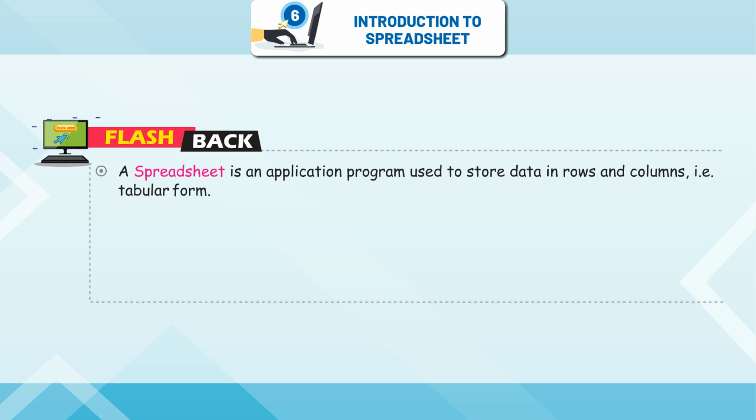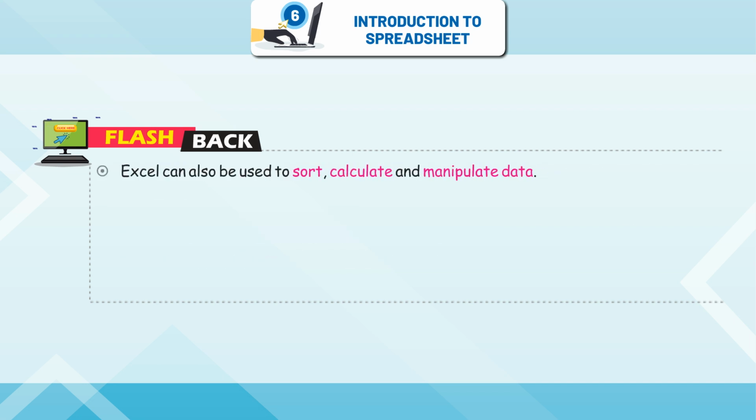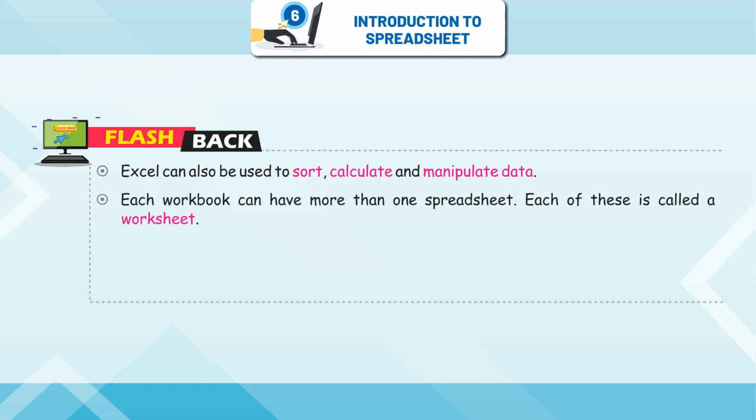Flashback. A spreadsheet is an application program used to store data in rows and columns, that is, tabular form. You can enter, edit, and save data in a spreadsheet application. You can also present the data in a graphical form using a spreadsheet application. You can enter text or number data in a spreadsheet. Excel can also be used to sort, calculate, and manipulate data.